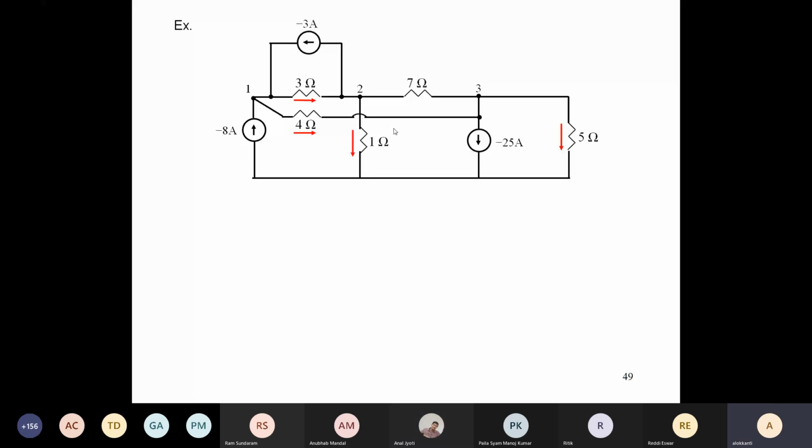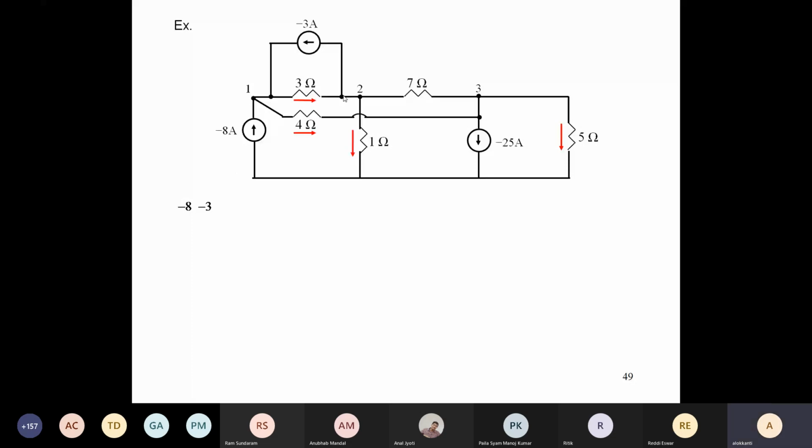If you apply KCL at node 1, we follow what is written here: the current, even if it is negative, is shown in this direction, and it is minus 8 amperes. So let us follow this: current coming in is positive. So whatever is written, minus 8, comes here. Similarly, another current comes in, which is minus 3. And the current going out is negative. So current going out here will be what?